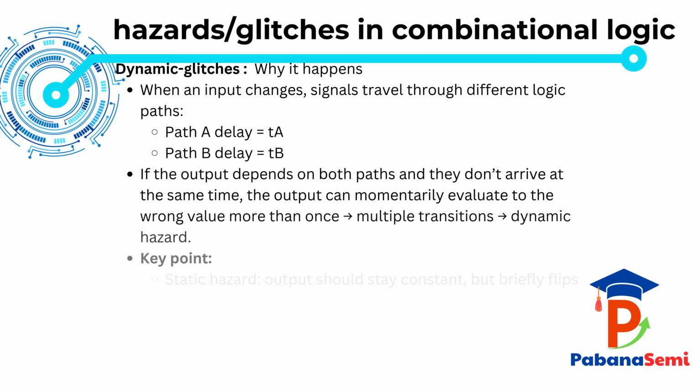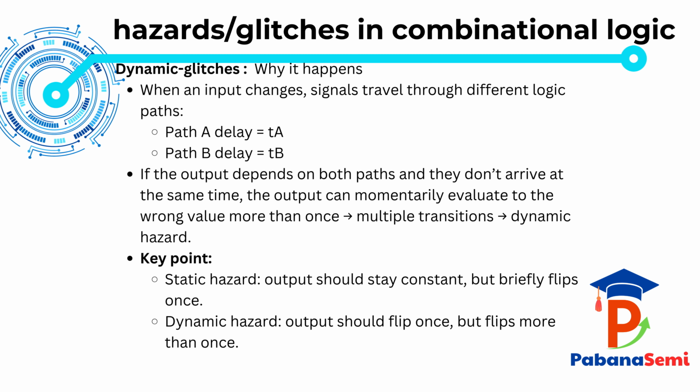Let's now understand why dynamic glitches occur. When an input changes, the signal does not travel through just one path inside the circuit. It splits and moves through multiple logic paths. For example, path A may have delay TA. Path B may have delay TB. If these delays are different, the signals will not reach the output at the same time.